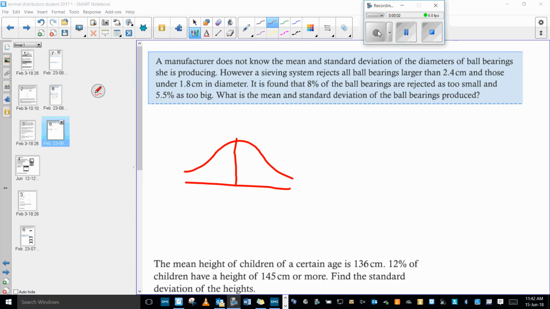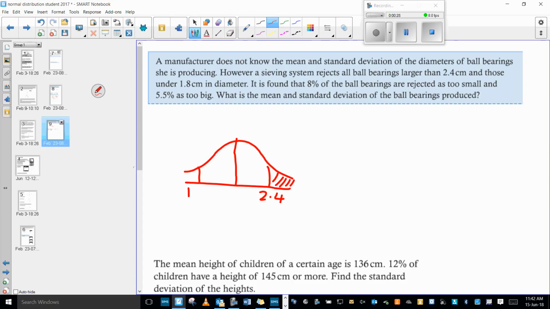So there we go. There's our diagram. We need to fill in some information now. It says it rejects all ball bearings larger than 2.4. Obviously if they're larger than 2.4, I'm hoping you're sensible thinking that that's there. And this is the bit larger than it. And it rejects under 1.8.